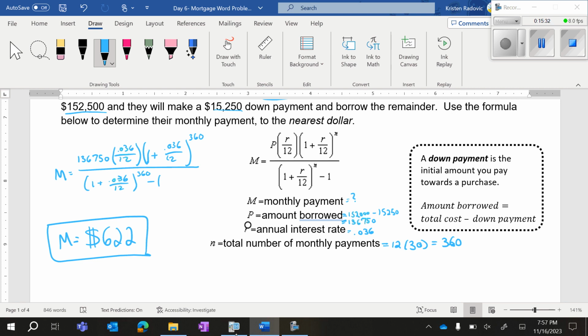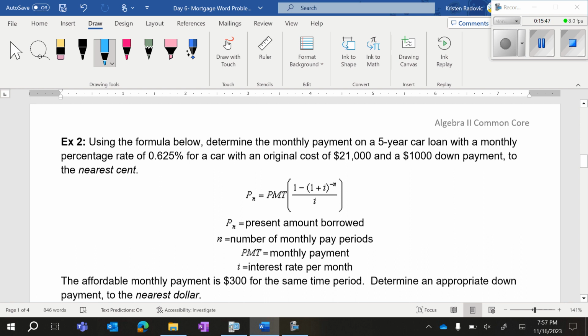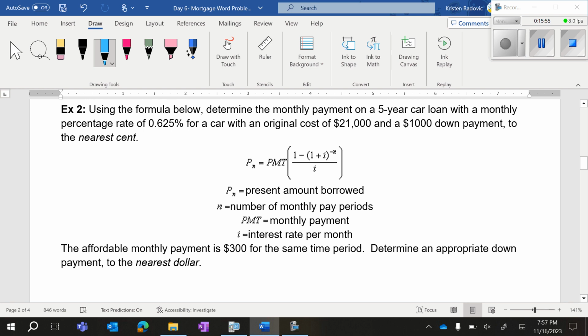Let's try another one. Notice how it's a different formula, because that's what the regions like to do. They like to give you crazy ones to see if you can use your calculator properly. Determine the monthly payments on a 5-year car loan with a monthly percentage rate of 0.625% for a car with an original cost of $21,000 and a $1,000 down payment, to the nearest cent.